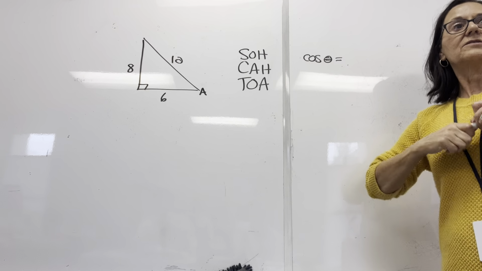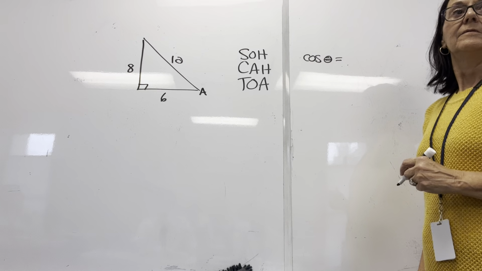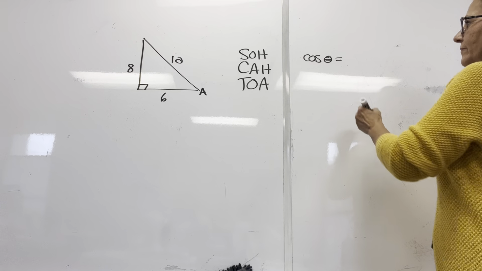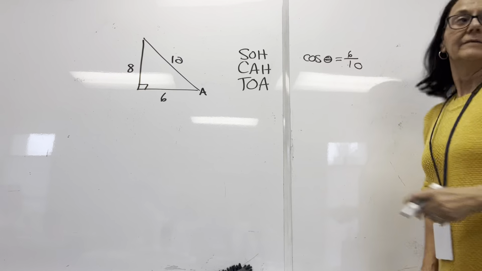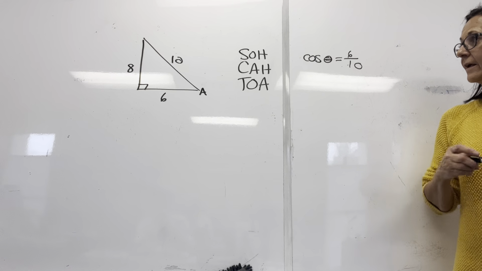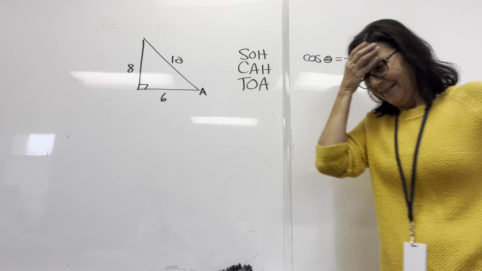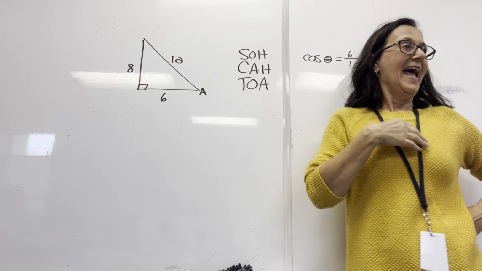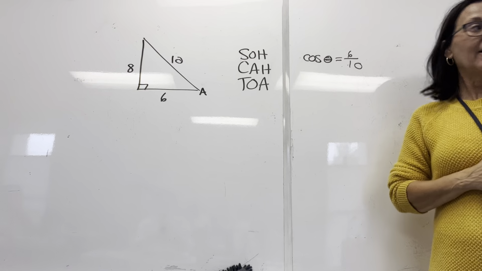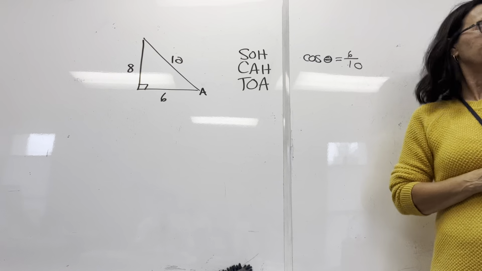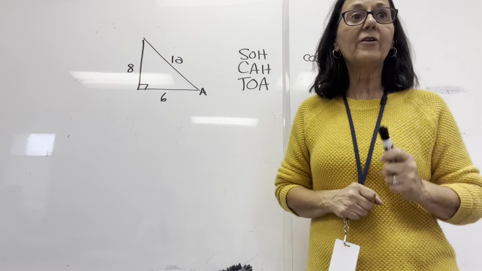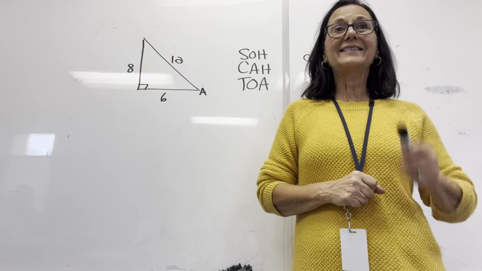So the cosine. Now say it. What's the cosine? Adjacent over hypotenuse. Which is what? It's 6 over 10. All right, Allie. What is the sine? 8 over 10. Yes. Kamaya. Tangent. 8 over 6. Only the tangent can be greater than 1 or less than negative 1.